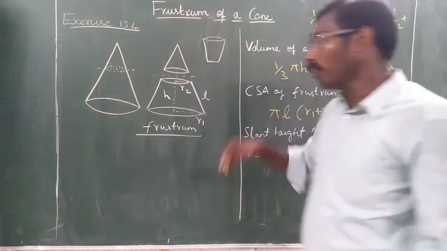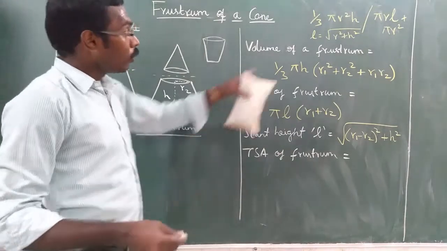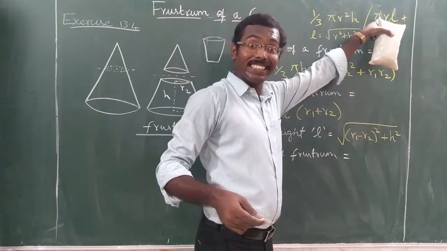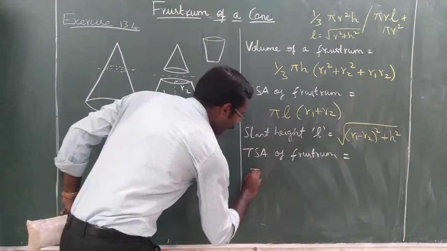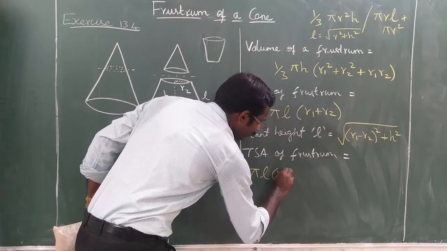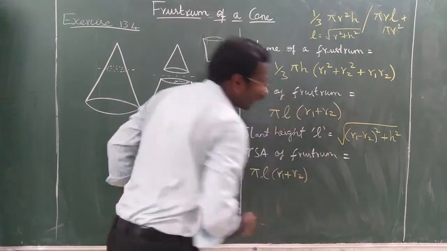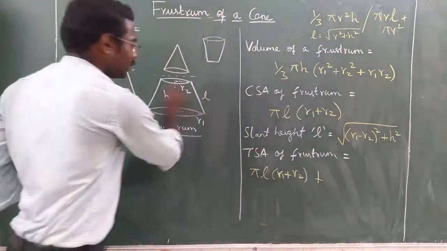So here also, first write the curved surface area. What is the curved surface area? Yeah, don't write that CSA. This is the CSA of cone, but you have to write the CSA of frustum. So pi L into R1 plus R2. Okay. So this is the curved surface area over.